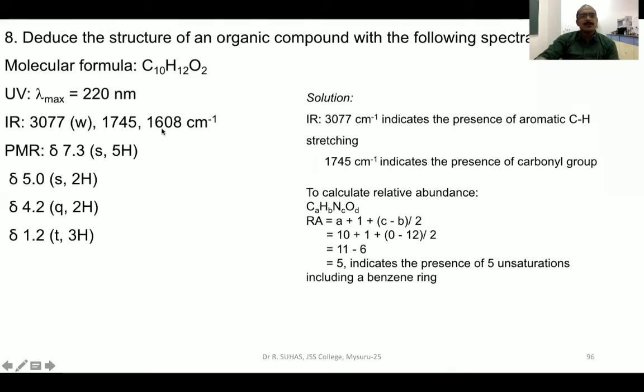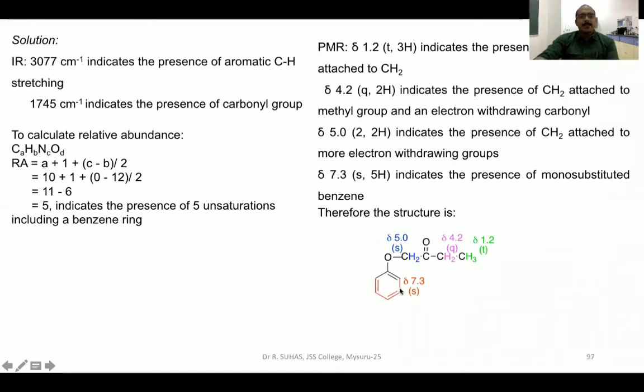So 3077 is for aromatic CH stretching, 1745 is for the carbonyl group. We will see 1608 at a later stage. So the double bond equivalence comes to be 5. So 5 includes a benzene ring for which 4 is gone. We have to check one more. Coming to PMR, it is a monosubstituted benzene ring, right? Monosubstituted benzene ring here, 1.2 triplet 3H. So it indicates the presence of a methyl group attached to CH2.